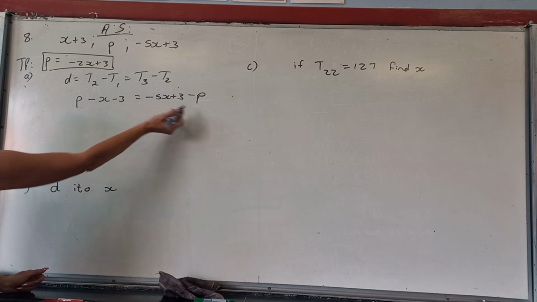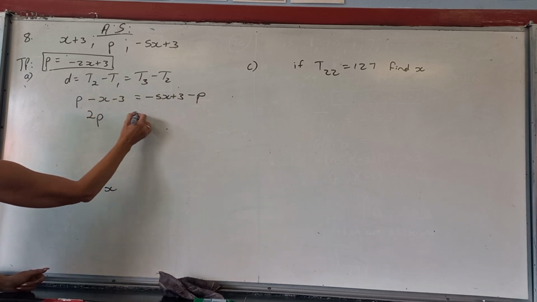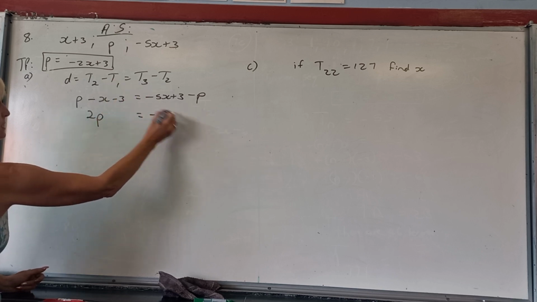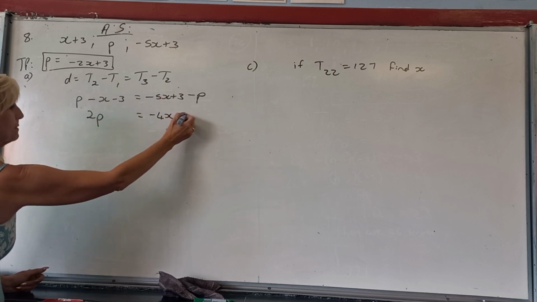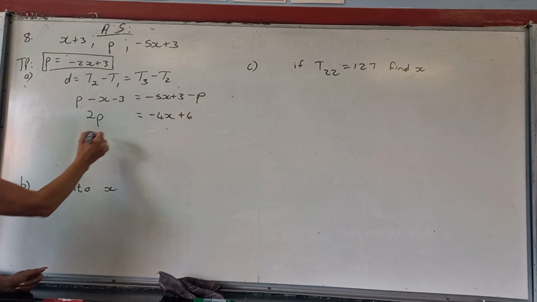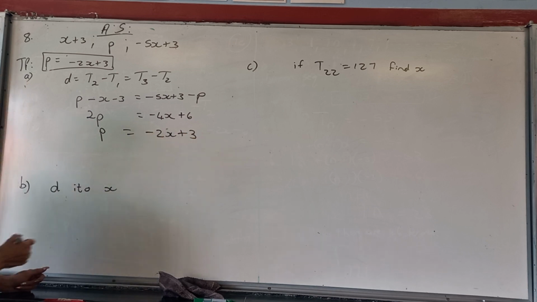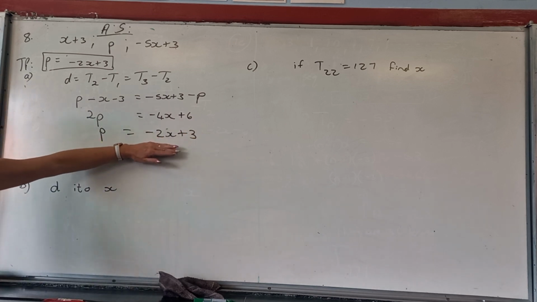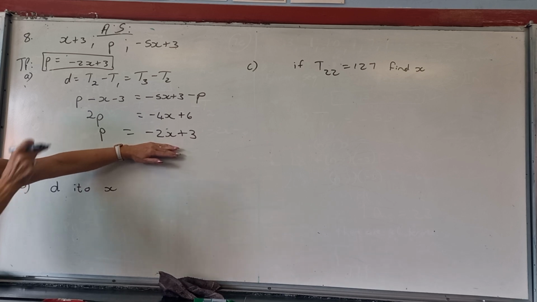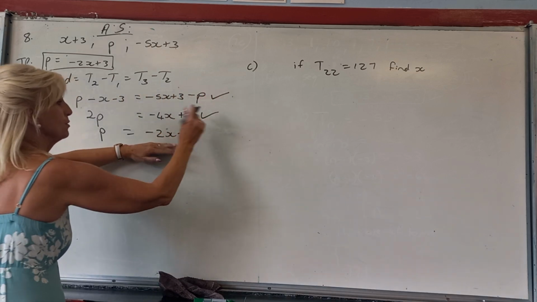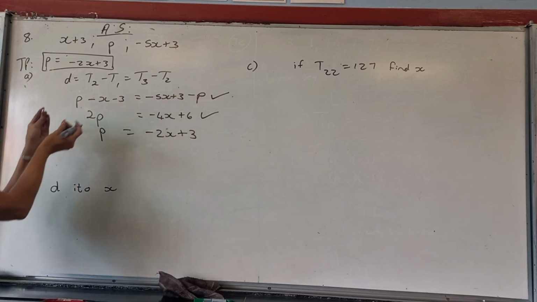So we have p plus p is 2p. We got minus 5x and plus x is minus 4x. And plus 3 gives me plus 6. And then your p answer would be negative 2x plus 3, what they said. Is this worth a mark? No, because they gave it to you. What's the marks for? That you knew that you should be looking at the differences and that you could manipulate to get the p out.